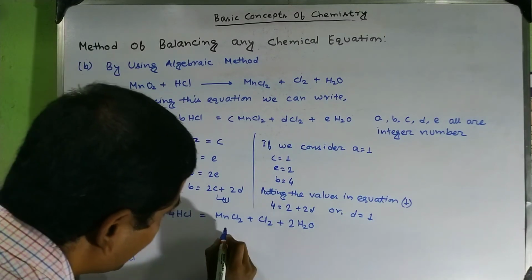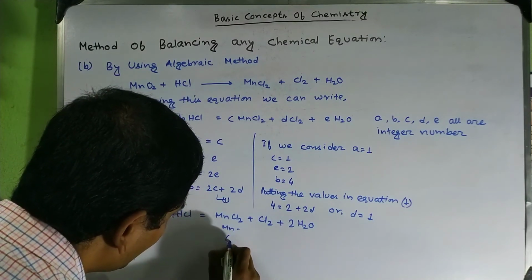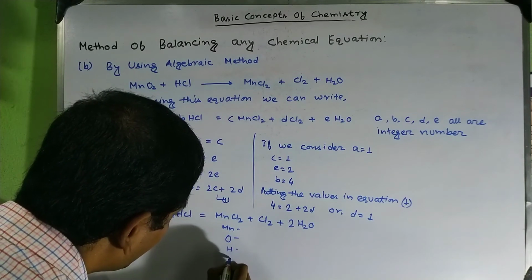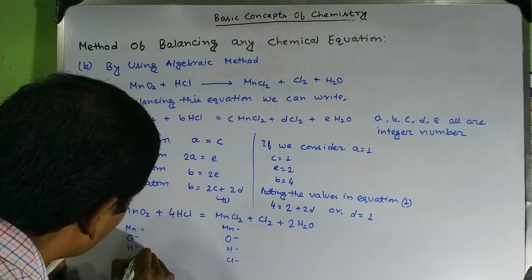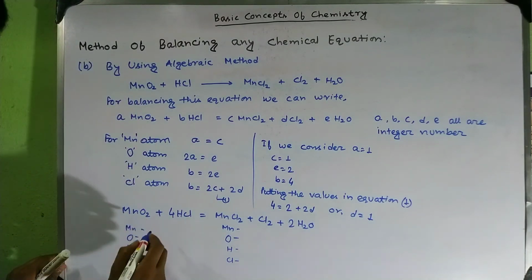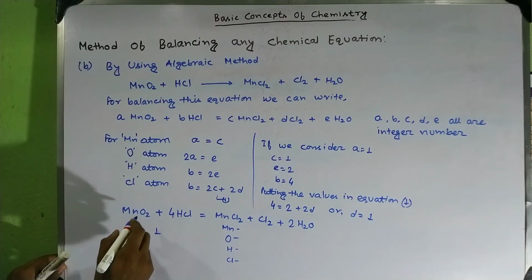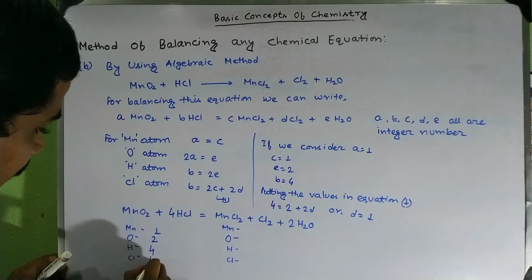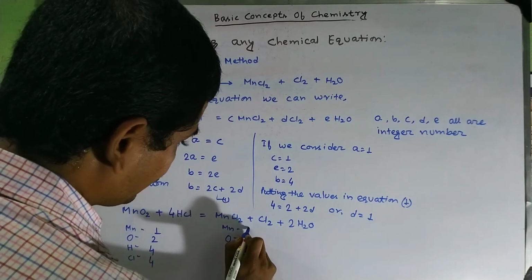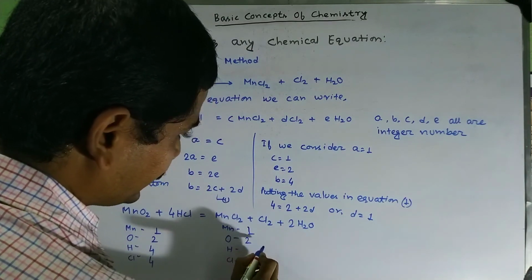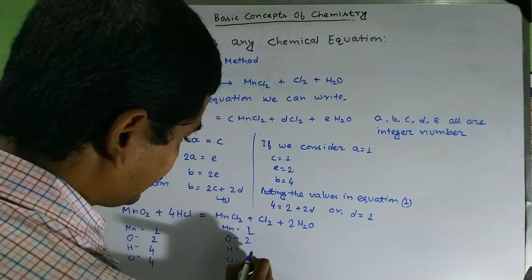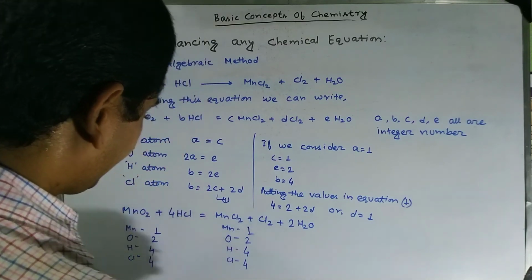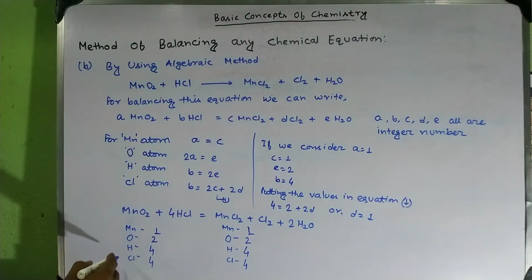Look, here number of Mn, O, H, Cl, here also Mn, O, H, Cl. Please count this. Look here, Mn is 1, O is 2, H is 4, Cl is also 4. Here Mn is 1, O is 2, H is 4, Cl is 4. Look, the LHS is equal to the RHS. That is, the equation is in the balanced form.